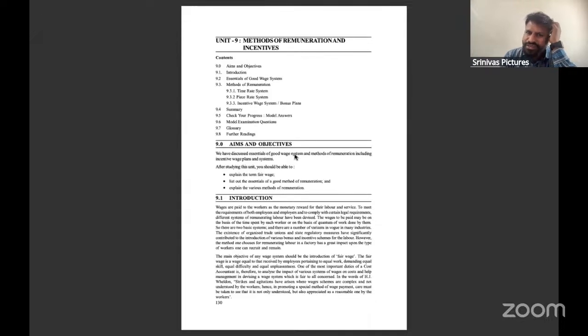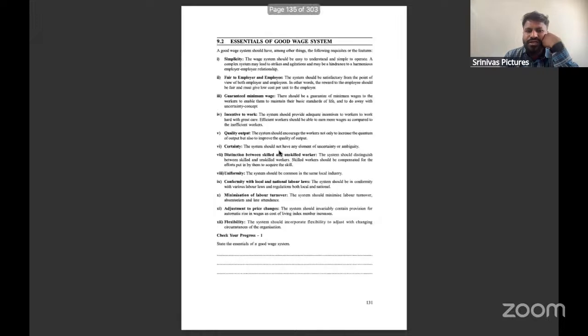Next is the methods of remuneration. Generally, remuneration means the benefit we pay to the laborer for rendering his service. That benefit is nothing but remuneration. We pay this remuneration by two methods, the time rate system and the piece rate system, along with incentives. Generally, the incentive methods are also part of the piece rate system. Now, let us talk about the time rate.